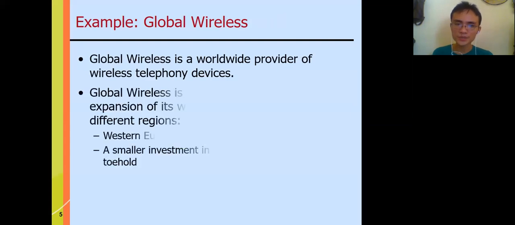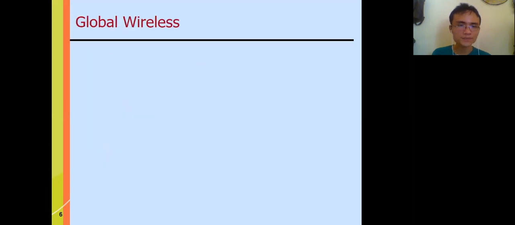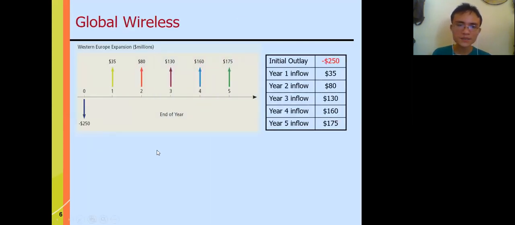Okay, so we have an example. We have Global Wireless. It is a worldwide provider of certain wireless telephony devices, and it is contemplating a major expansion of its wireless network in two different regions. So you have here the Western Europe expansion, and a smaller investment in Southeast United States to establish a foothold. All right, so major expansions are to be made and considered. Then here are the details.